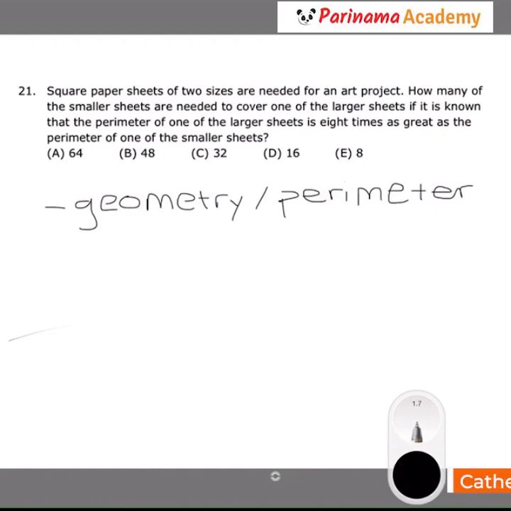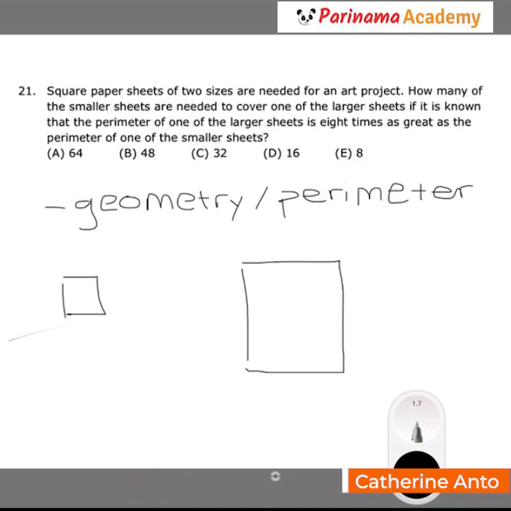Let's denote the side of the smaller square. So first I'll draw the smaller square and the bigger square. Let's denote the side of the smaller square sheet as S and the side length of the larger square sheet as X.